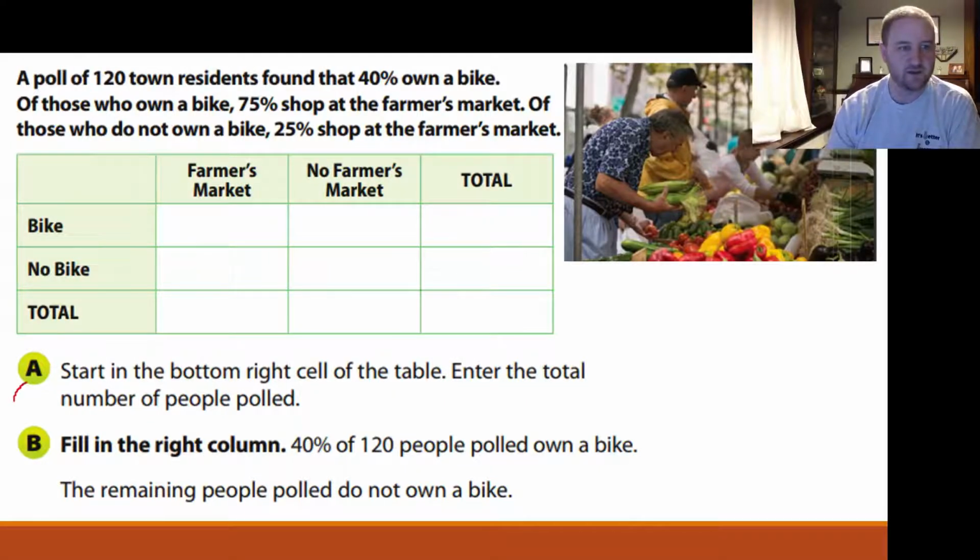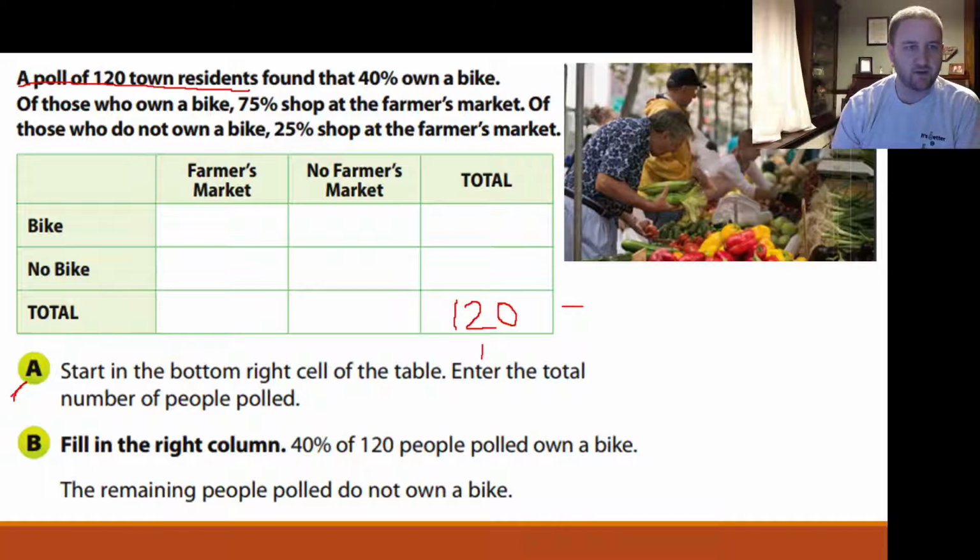Okay, so first thing is to start in the bottom right cell of the table. That's this cell right here. It says enter the total number of people polled. So it does say up here in the problem, a poll of 120 town residents. So the total number of people polled is 120 people. We can go ahead and put that in right there.